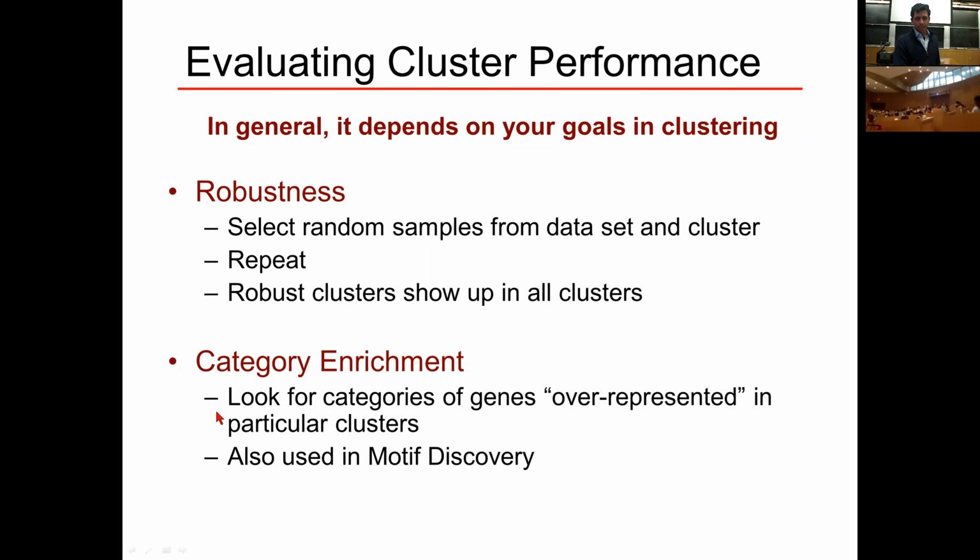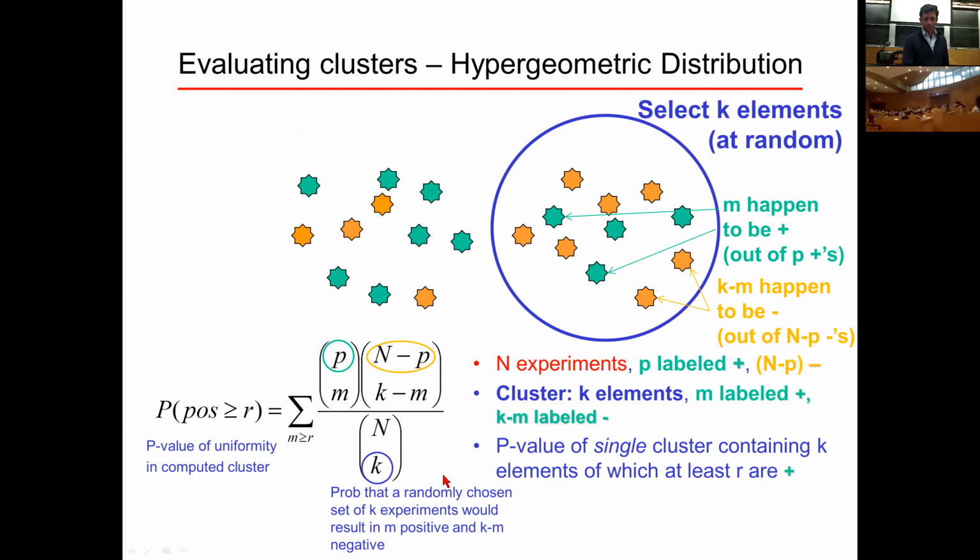Or alternatively, you could look for categories of genes or of cells or of tissues that are overrepresented in your clusters. And this is something that's also used in motif discovery. So basically, how do you evaluate the clusters? What you can use is the hypergeometric distribution. You can select k elements at random and ask what is the probability with which those k elements will end up in the same color? So if I choose a cluster size k and I find, say, p points that are labeled orange within that sample, I can ask, could I have obtained that just by chance?